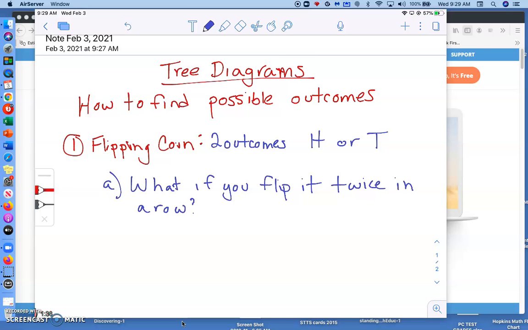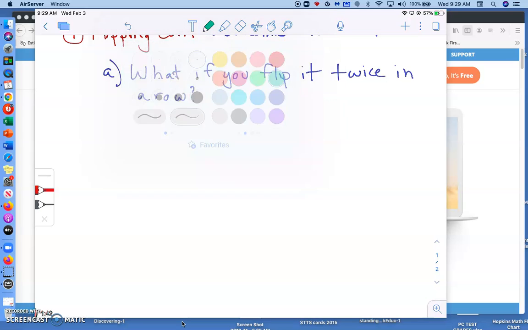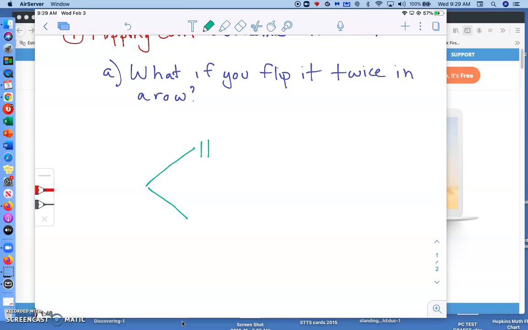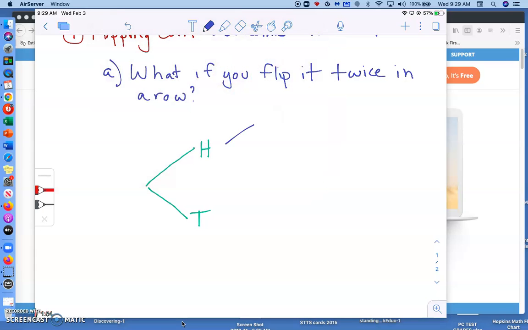And this is where we're going to use a tree diagram to show our possible outcomes. So the first flip, and we're going to make this a branch here, and some of you might remember this. So our first flip, you could get a heads or a tails. And then on the second flip, you could get a head or a tail, or you could get a head or a tail.